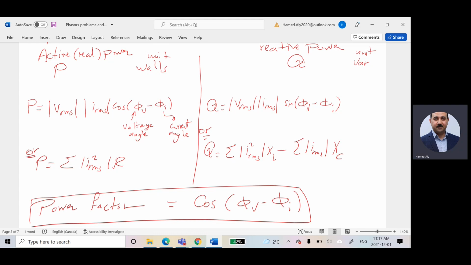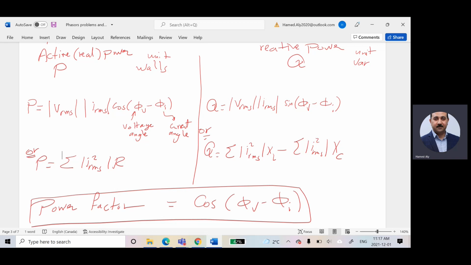Yes. Is there supposed to be a square on the IRMS? It is, yeah, I'm sorry, I forgot to write it. Yes, thank you. I square RMS, yes. I said it, but probably I forgot to write it. Any question, guys?